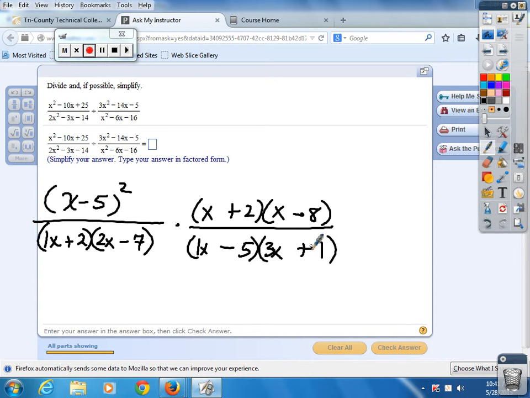Hopefully by the time you get through with this chapter, your reverse FOIL has gotten faster and your shortcuts have gotten faster. If you try to go through chapter 5 and 6 and not learn the shortcuts, instead of making 100, you're probably going to make 50, 60, or 70-ish. You've got to know the shortcuts.